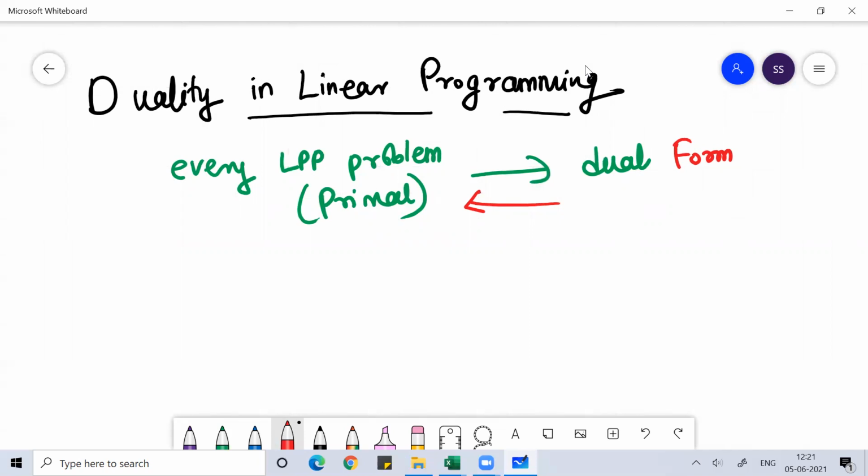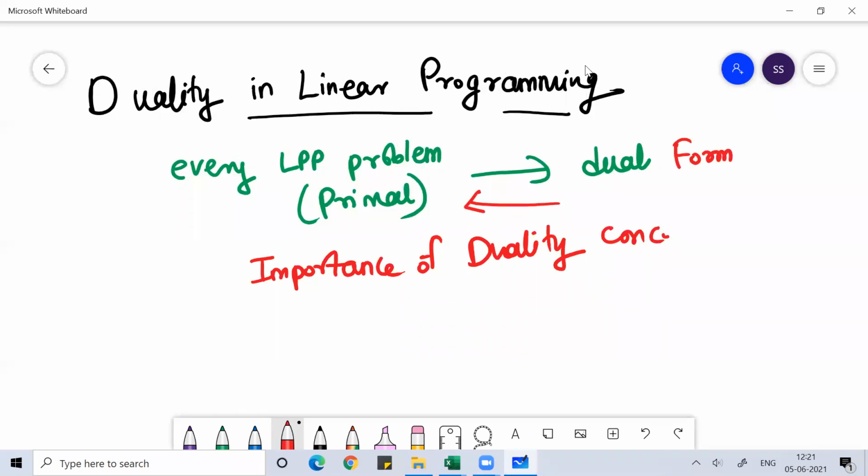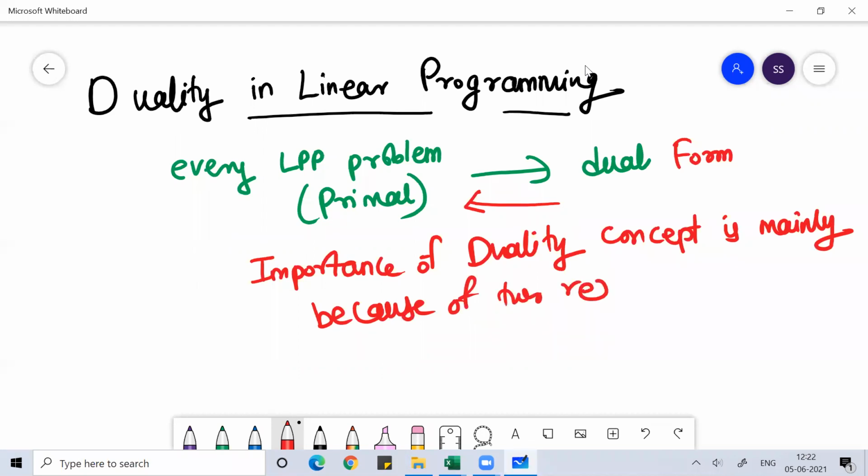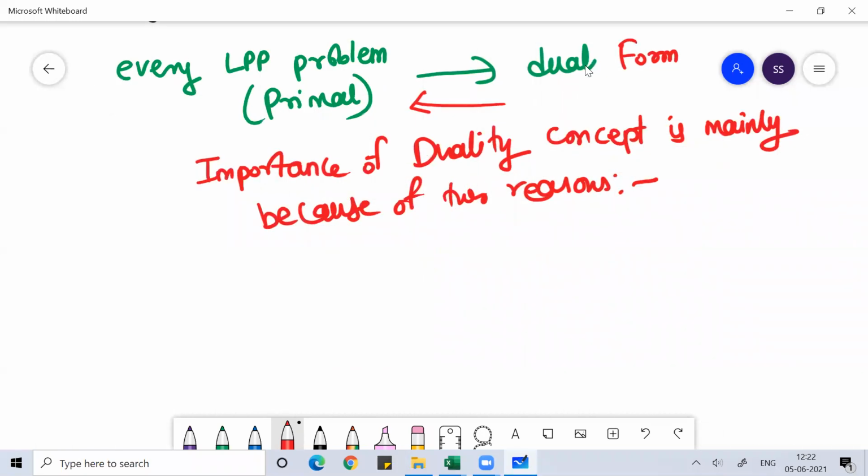So the reason why we do this: when I talk about the importance of the duality concept, why we use it, the importance is mainly because of two reasons. What are those two reasons? Please understand those two reasons so that you will understand the need of using duality.